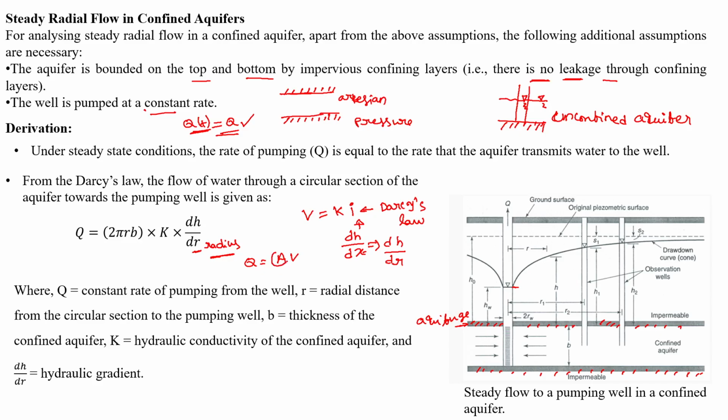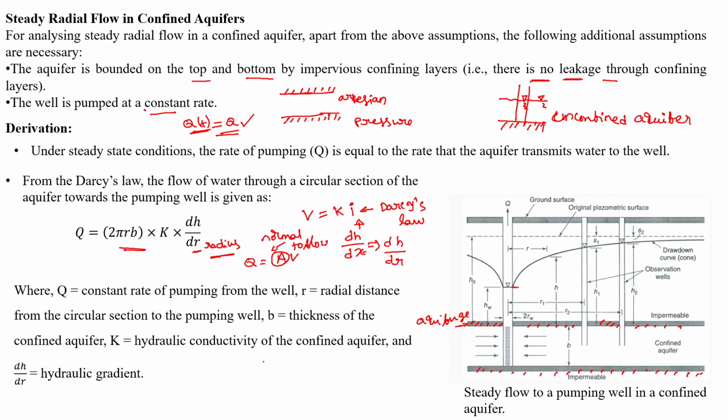So what is A? The area of the cross section. Okay, area of the cross section, which should be normal to the flow. Okay, it should be normal to the flow.